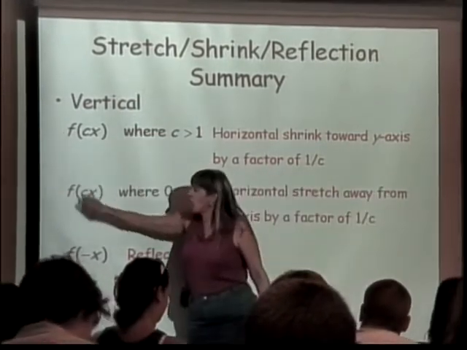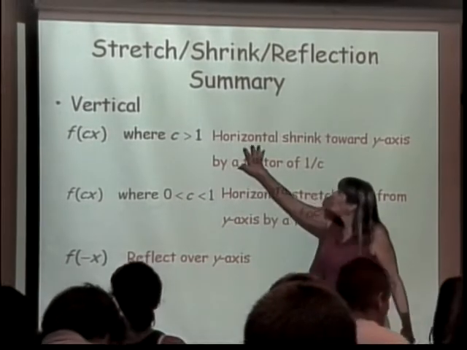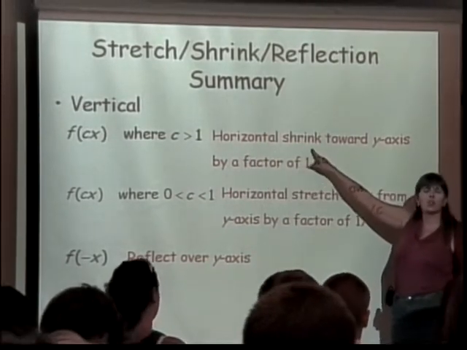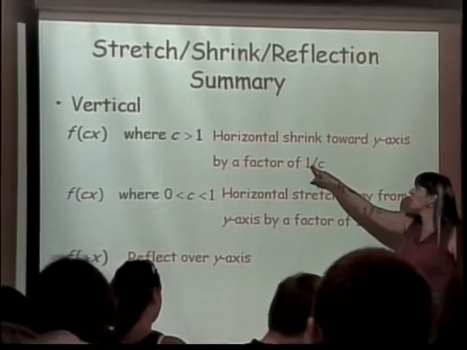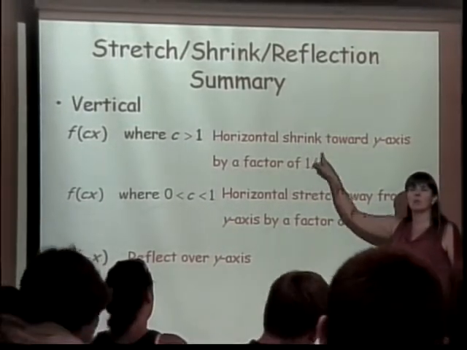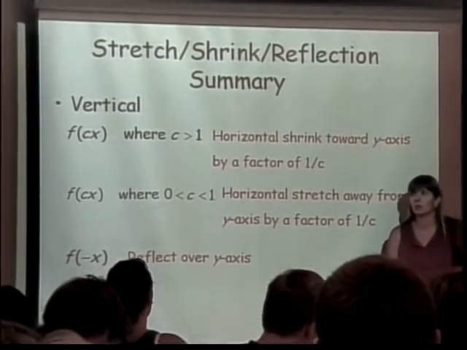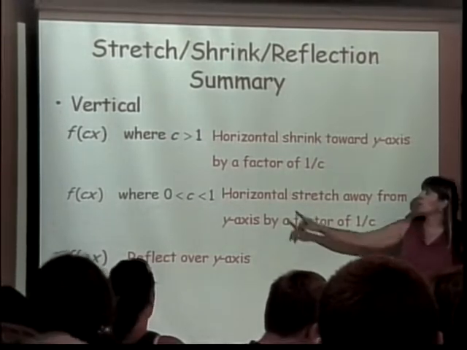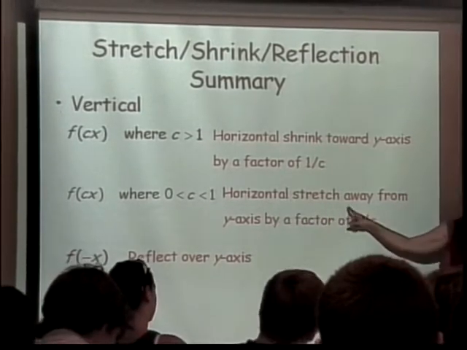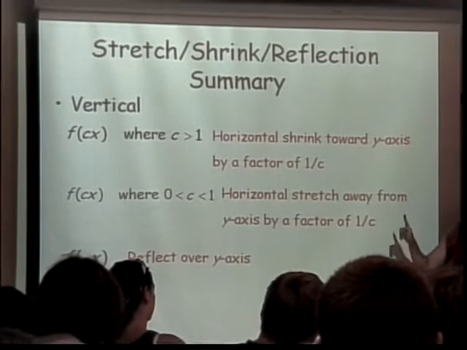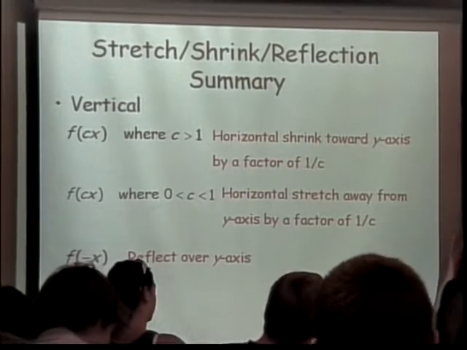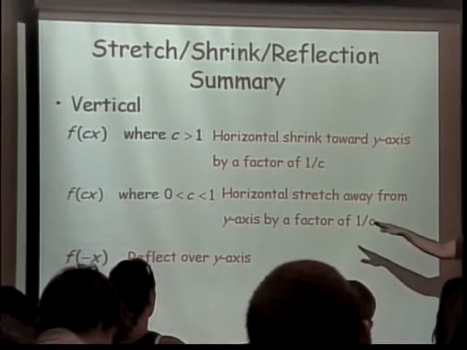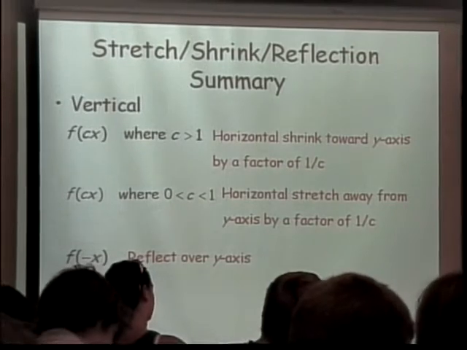Inside the function is all horizontal. If c is bigger than 1, then it's a horizontal shrink by a factor of 1 over c. Notice this always becomes 1 over c on the horizontal ones. If c is between 0 and 1, then it's a horizontal stretch by a factor of 1 over c. And if you just put a negative in the function, then it reflects over the y-axis.